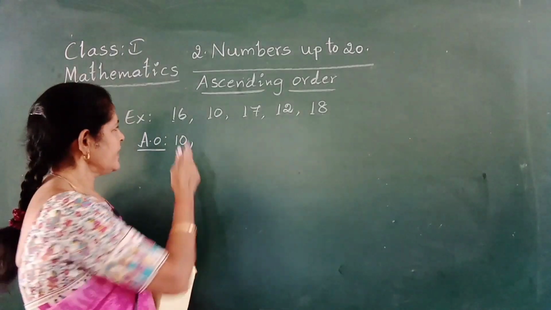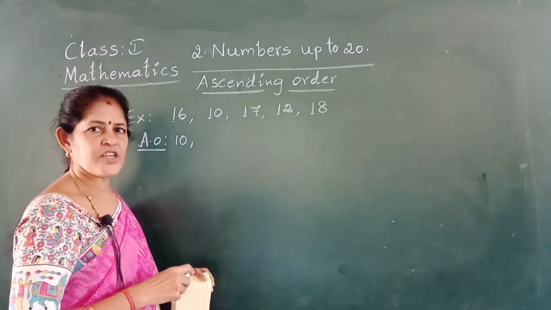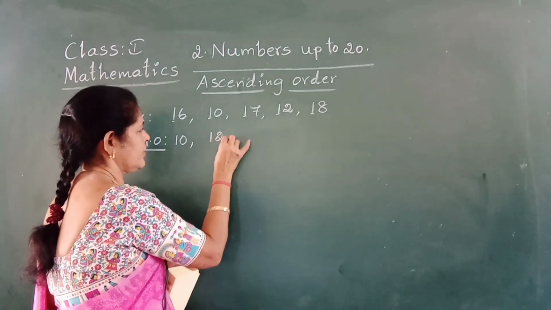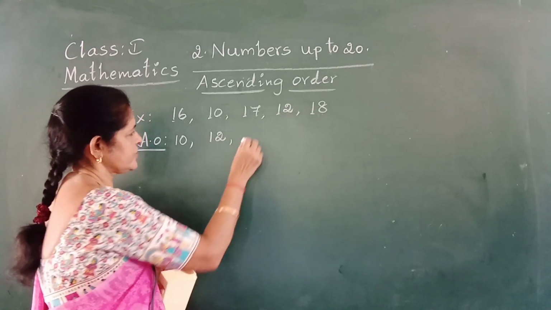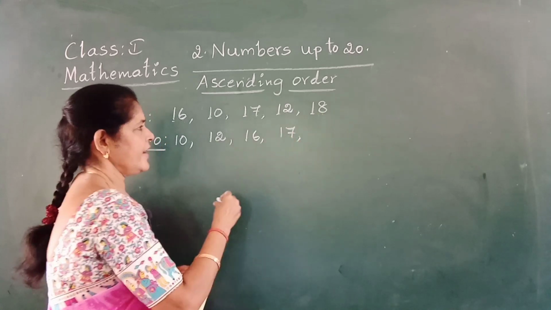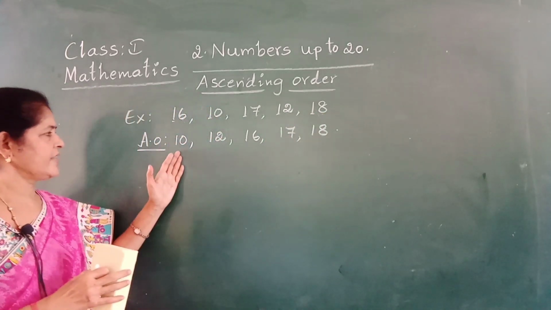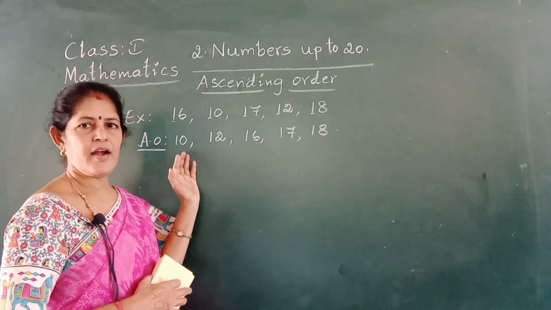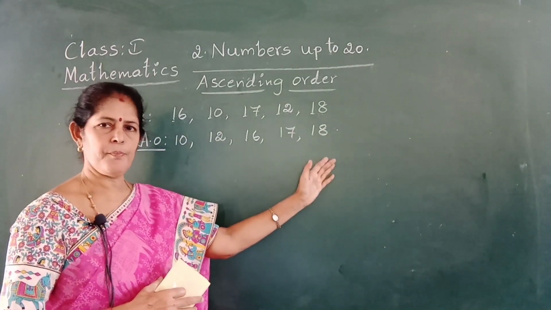Very good. Next, 16, 17, 12, 18. Which comes in the second place? Very good. 12. Next, 16, 17, 18. 16. Very good. Next, 17. Next, 18 is biggest. It comes in the last place. Now, the given numbers are in ascending order. We arrange the given numbers from small number to big number.